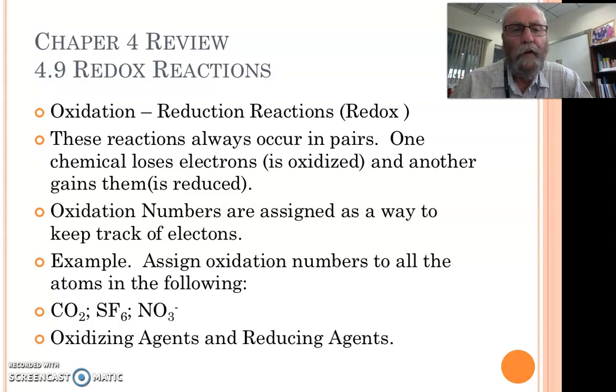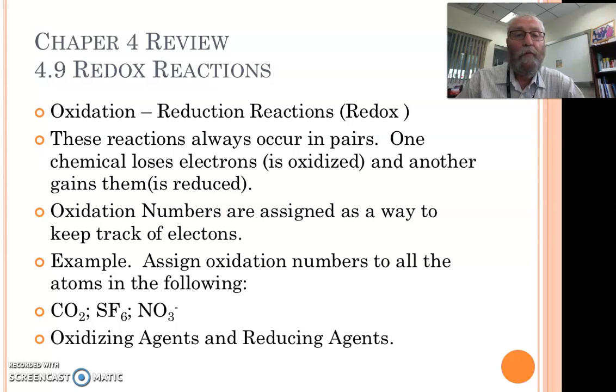Now, the last point here is about oxidizing and reducing agents. That is no longer part of the terminology that's used in APs. The idea was that a chemical that is itself reduced but causes others to be oxidized is an oxidizing agent, but they no longer use that particular terminology anymore.